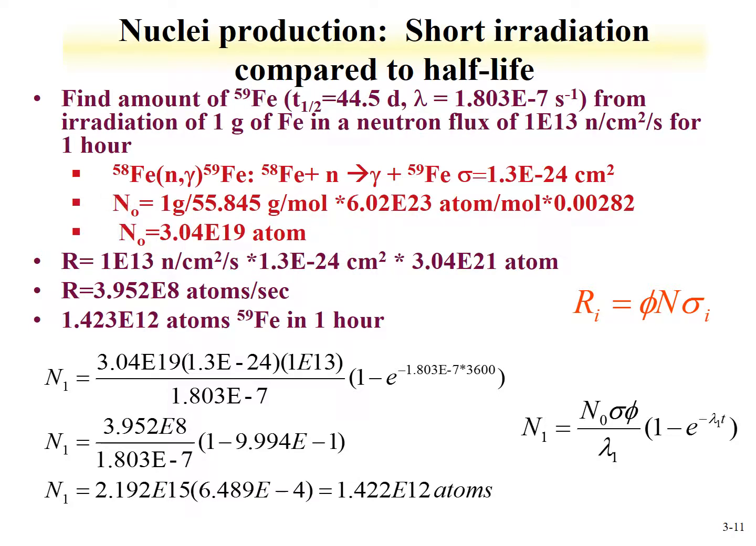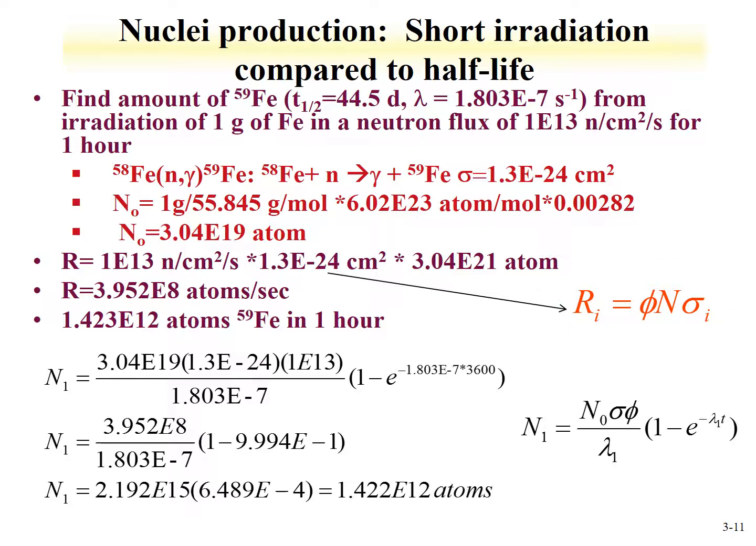Let's utilize this equation. Our simplified rate is equal to the flux times the number of target atoms times the cross-section. And if we do that, we just plug this in. We have about 3.9 times 10 to the 8th atoms per second. In 1 hour, that would give us 1.4 times 10 to the 12th atoms produced. And so this does not account for the saturation factor, does not account for the decay of the iron-59.